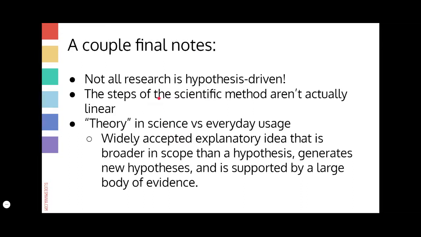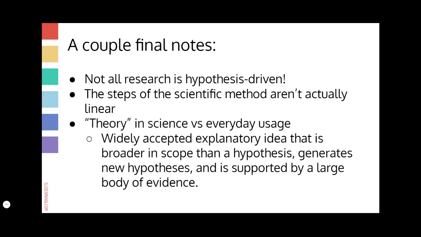And then the final point is about the word theory. So we use theory in science in a very different way than how people use it in everyday usage. So a lot of times you'll hear people say like, "Oh, I have a theory about why this or that." And if you think about it, that's actually more like a hypothesis or maybe a prediction. They're using it as like a guess about why something is. But in science, a theory is very widely accepted, and it's got a ton of evidence behind it. It should also be able to generate new hypotheses, and it should be pretty broad.